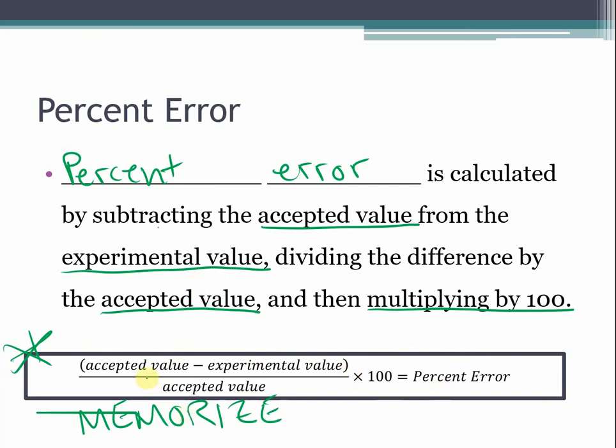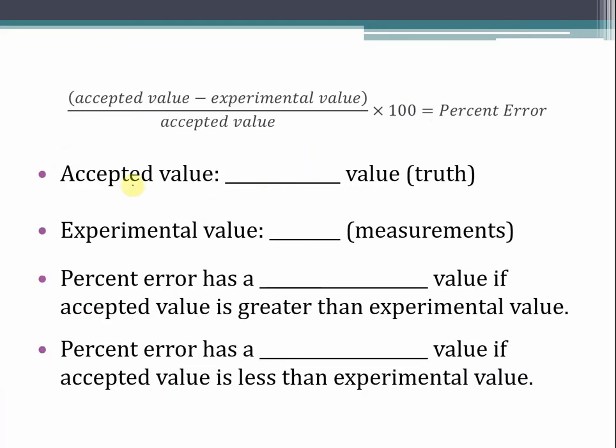If it helps, the subtraction goes in alphabetical order. Accepted minus experimental. And then you always want to divide by the accepted value, because even if you completely screw up your experimental value, which does happen, you're still dividing by the same accepted value every time. So breaking this down a little bit more, that accepted value, again, that's the correct value. That is the true value. It's the truth. It's the bullseye. It's the golden standard. It's what you want to get.